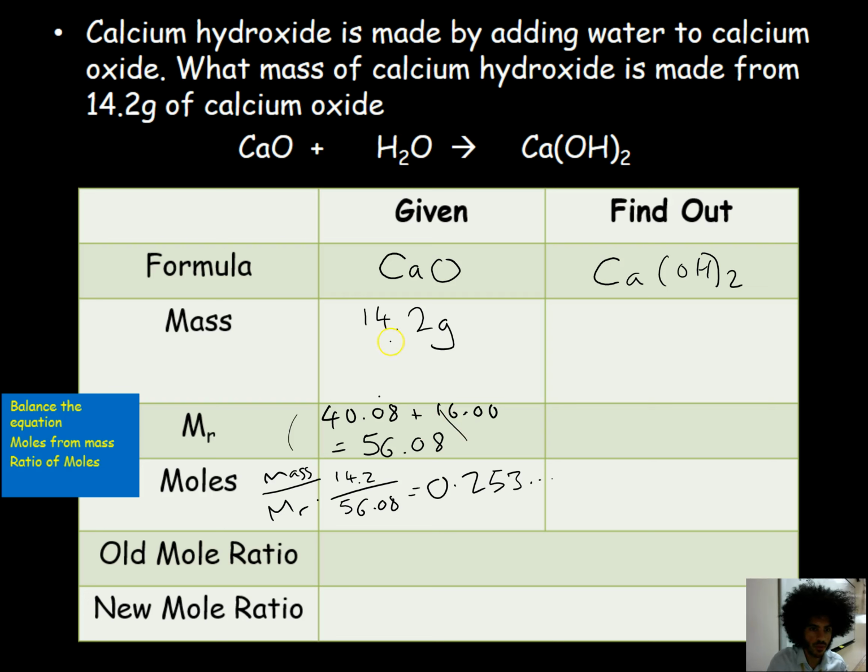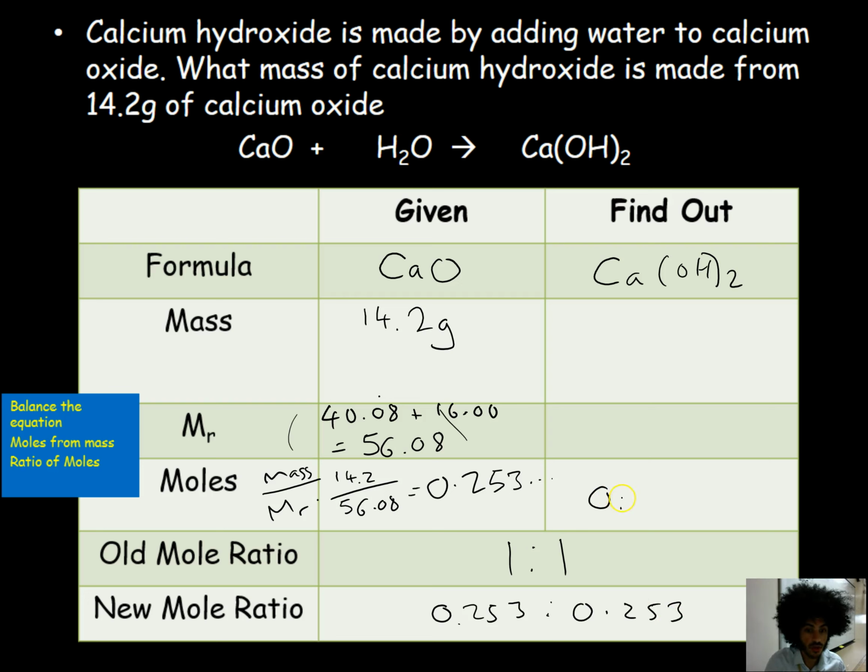Now, this is really important. If you look at the equation here, for every 1 mole of calcium oxide, I get 1 mole of calcium hydroxide if it reacts with water. So the mole ratio is 1 to 1. Because I got 0.253 moles instead of 1 mole, that means I must also have 0.253 moles made, because it's a one-to-one relationship. As a result, the moles here is 0.253.